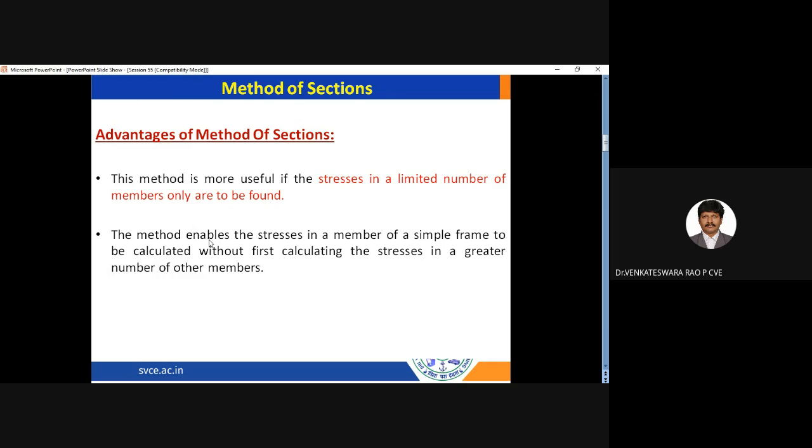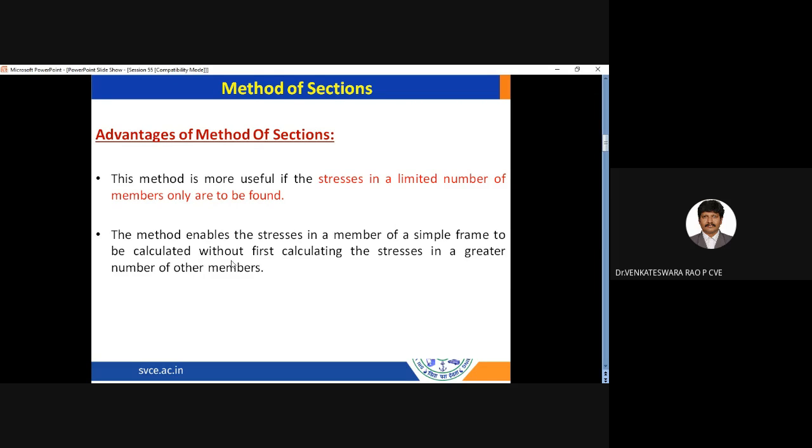So the method enables the stresses in a member of a simple plane truss to be calculated without first calculating the stresses in a greater number of other members. That's what I said now. Without first calculating other unwanted member forces and wasting that time, we directly take a section where I need to calculate, we can do that.